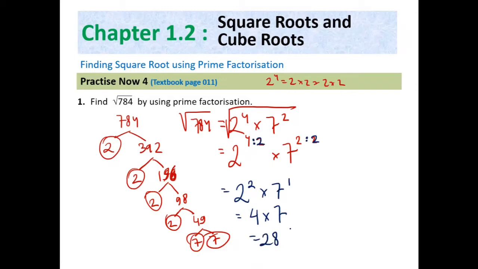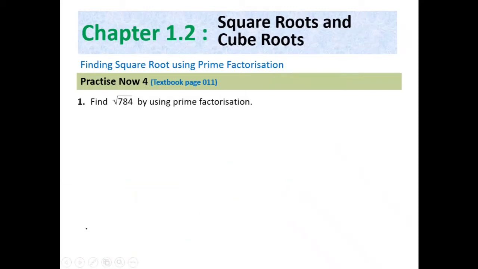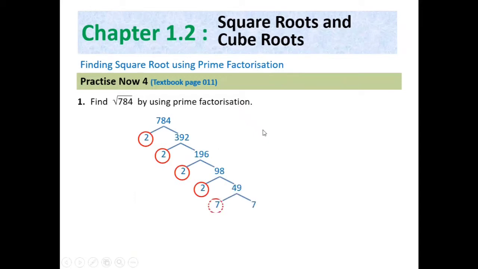Okay, any questions so far? So the idea is divide by 2 because it's square root. Okay, I will give you the written explanation here, as usual, as we did just now. So 2 power 4 times 7 power 2, and you divide 4 by 2 becomes 2. You divide the power 2 by 2 becomes 1. So the answer is 28. Okay, very simple, right? So you divide the power by 2.